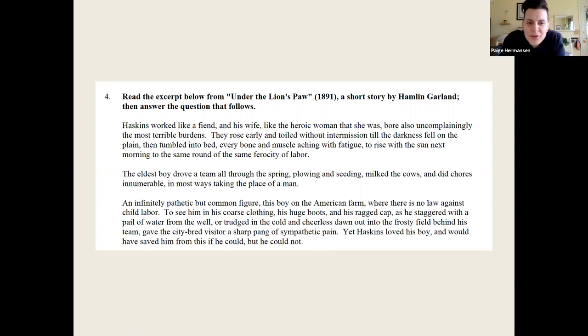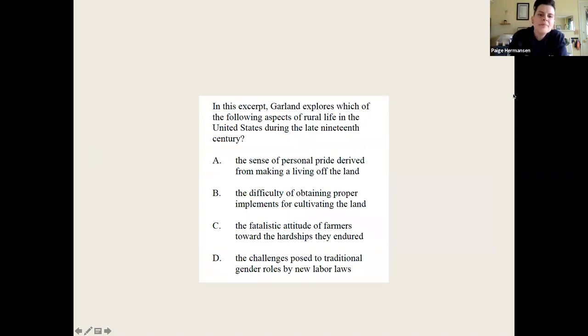Okay, so I hope that was enough time. So we just have here a very bleak picture of life on the farm, right? Thankless, awful, you know, the cold and cheerless dawn and the coarse clothing and the pang of sympathetic pain and the darkness and muscle aching. So this is a bleak image of what it might be like in late 19th century America.